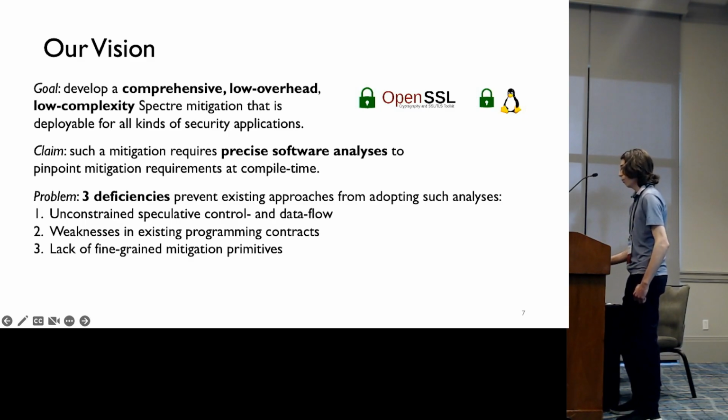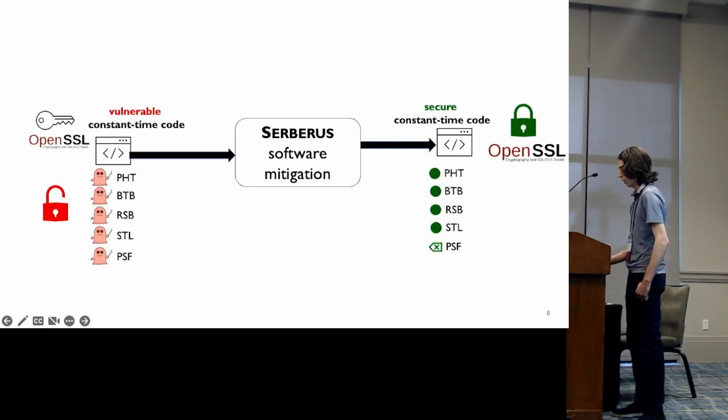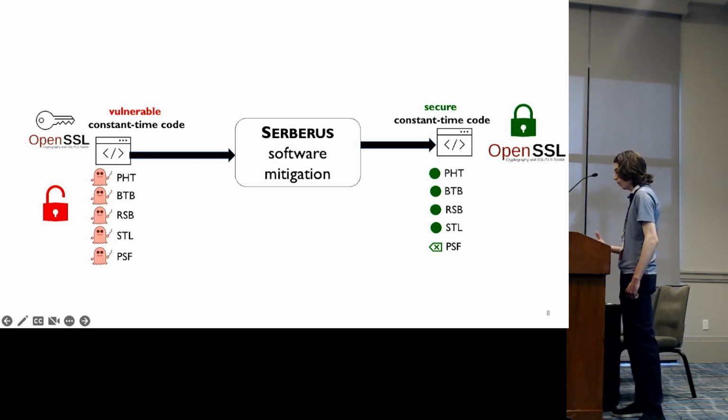And the solution, though, we think, is to engage in hardware-software compiler co-design. And we think that we can basically solve all three of these problems with this approach. And for the rest of this presentation, I'll show how we've overcome the first two problems, or provided preliminary solutions to the first two problems, in our mitigation Serberus. So Serberus is a first step towards our overarching goal.